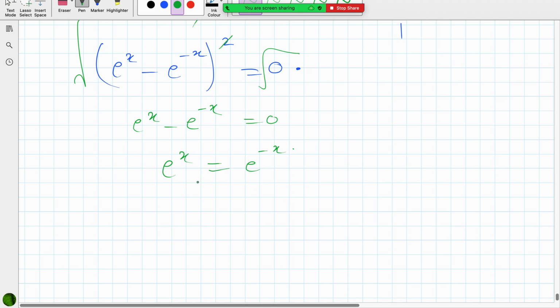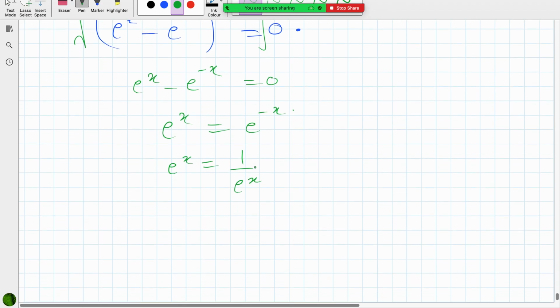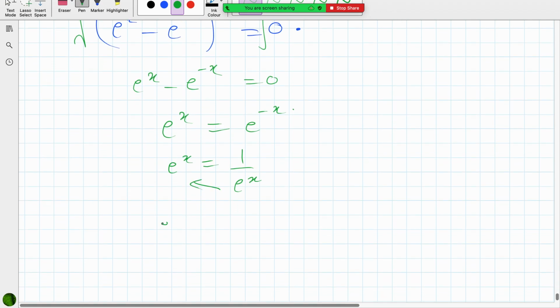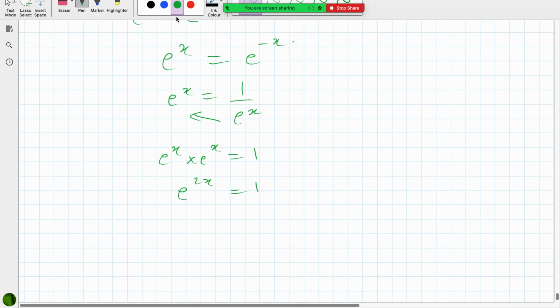So e raised to power x, and this should be 1 over e raised to power x, and I'm multiplying it back. So e raised to power x multiplied by e raised to power x is equal to 1, bases same, powers add. So e raised to power 2x equals 1. Now we can apply logarithms. 2x is equal to log 1 to base e. Whenever it is log 1, that is 0. So 2x equals 0, x is equal to 0.